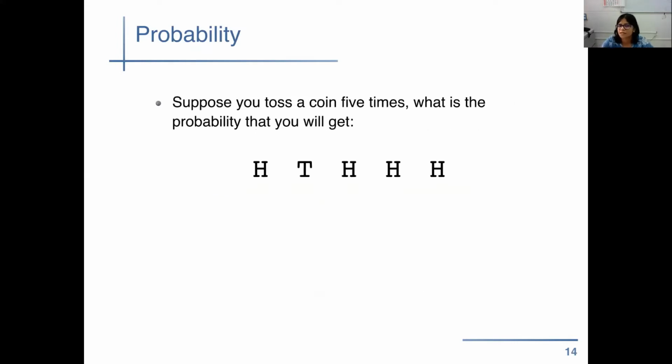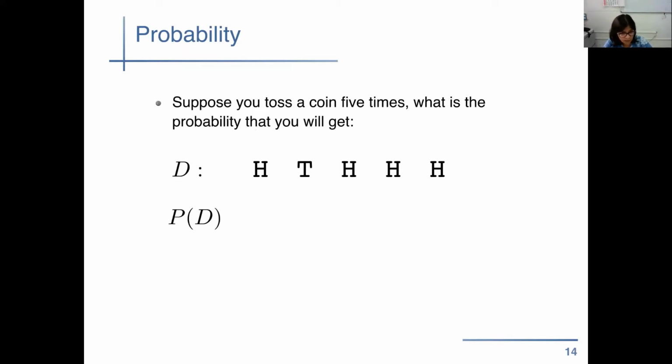So what happens if I toss the same coin 5 times and I get a set of outcomes, a sequence of outcomes: head, tail, head, head, head. What then is the probability of seeing this data? This is now our data D. What is the probability of seeing this?